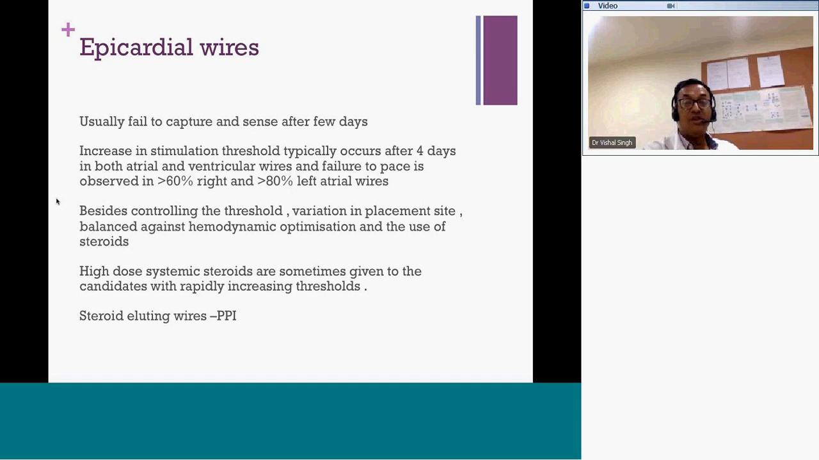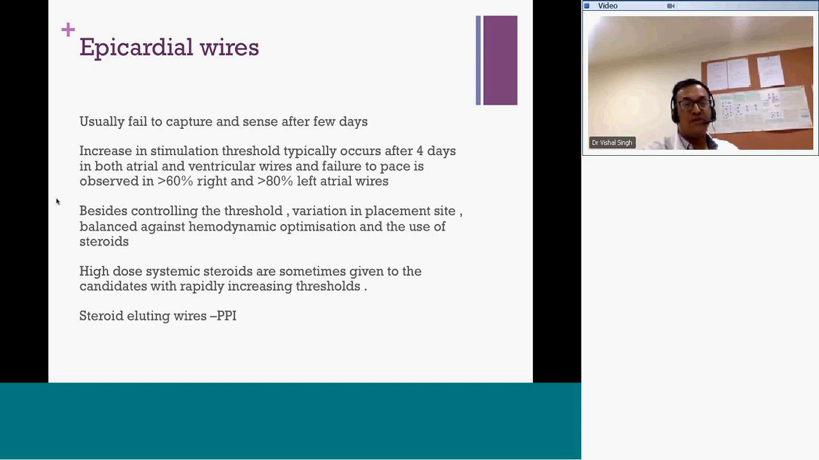Controlling the threshold, variation in placement site balanced against harm. So obviously, now as I said, you have to keep the output low. Make sure that the placement site is at the right place. Make sure that hemodynamic optimization is done at the right time and your things get better.